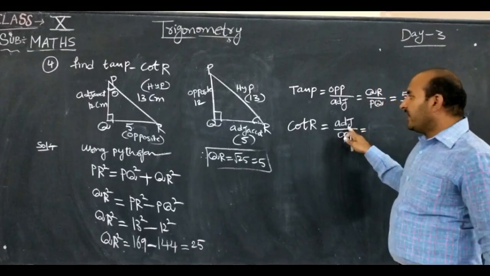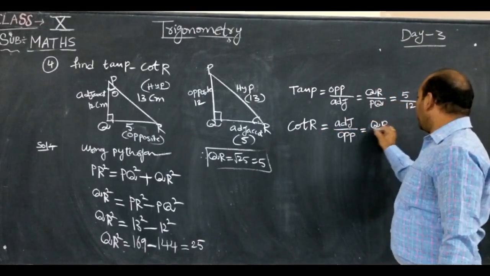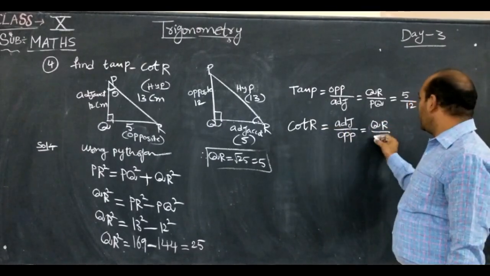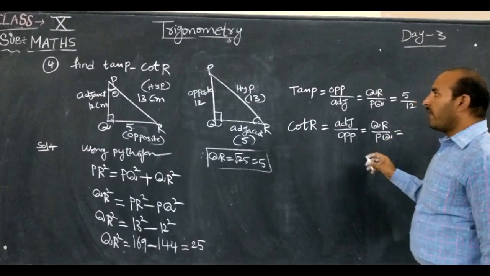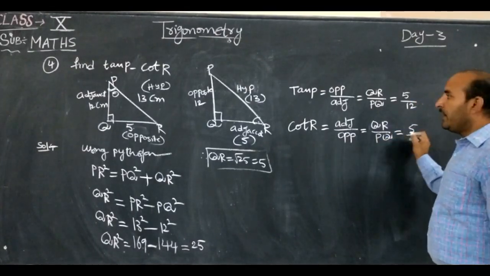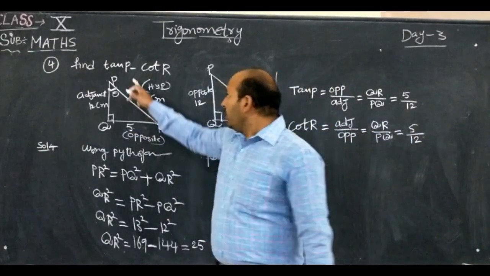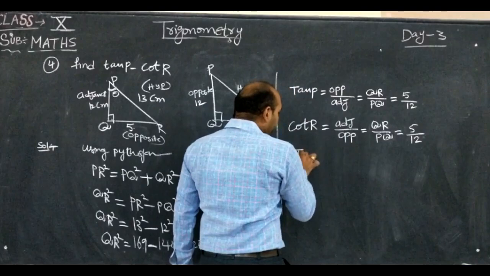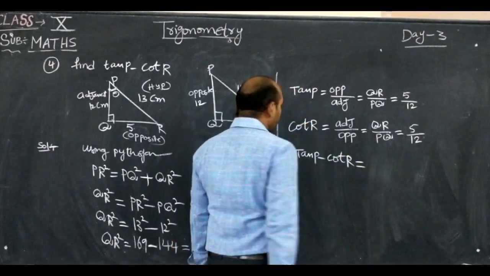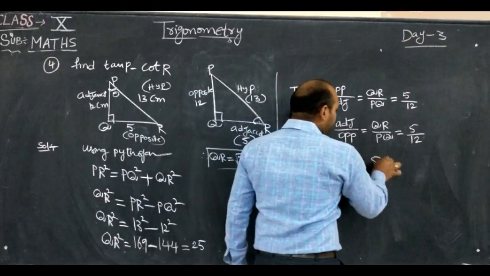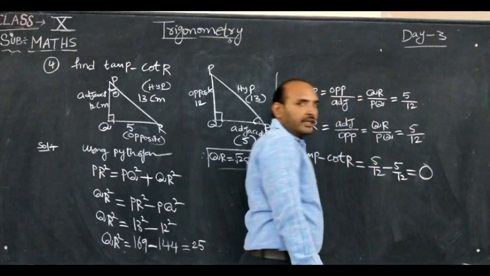So what is the adjacent side value? The adjacent side value is QR divided by the opposite side value PQ, which is QR value 5 by PQ value 12. So therefore, according to the problem, tan P minus cot R is equal to tan P value 5 by 12 minus 5 by 12, which is equal to 0.